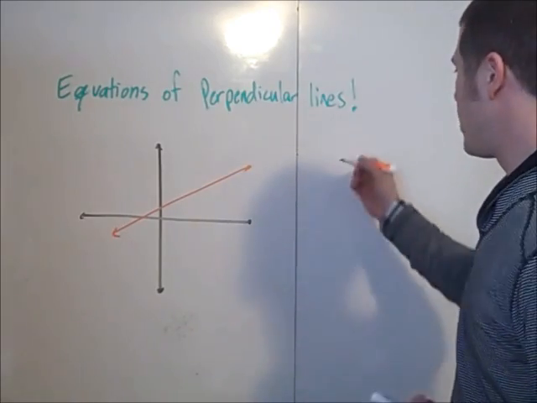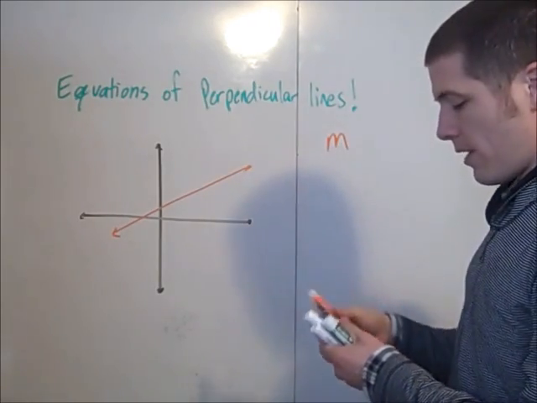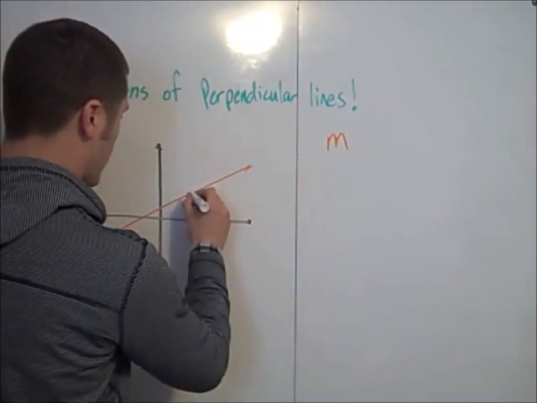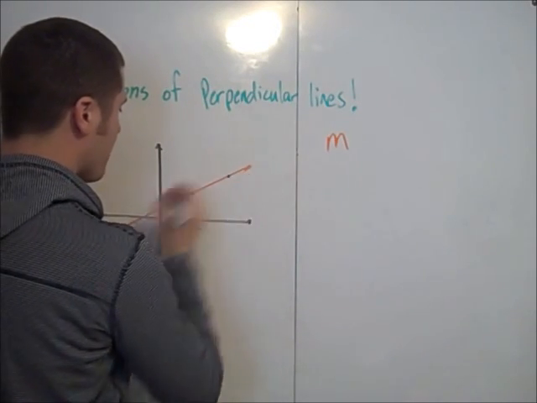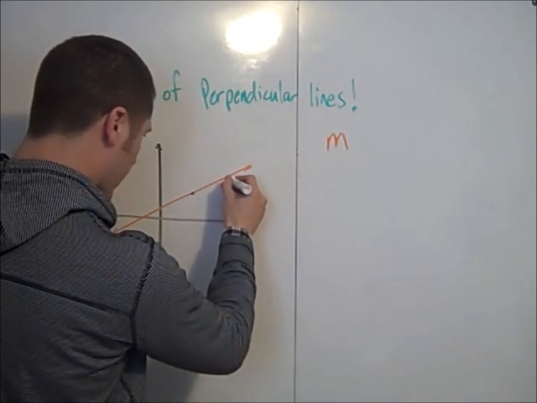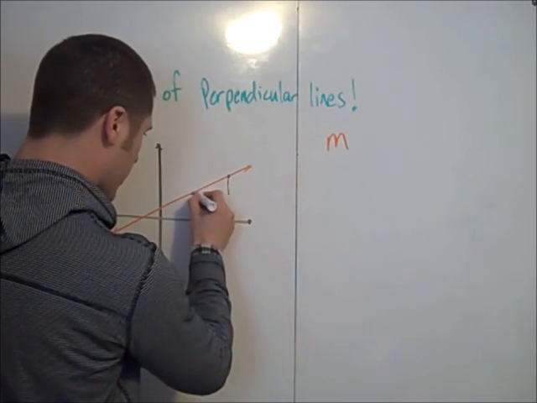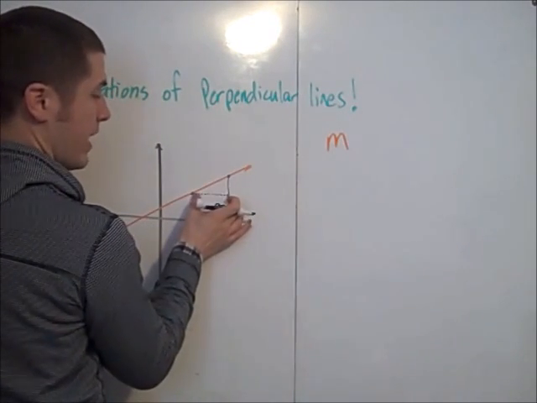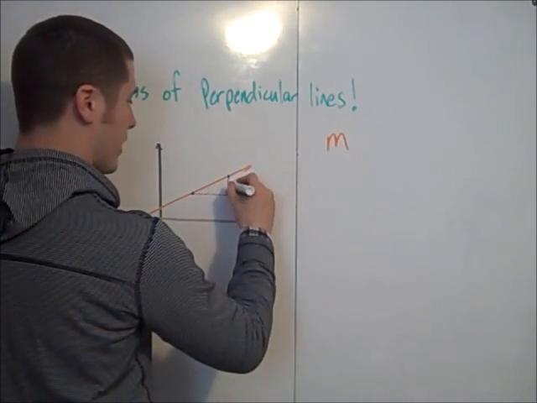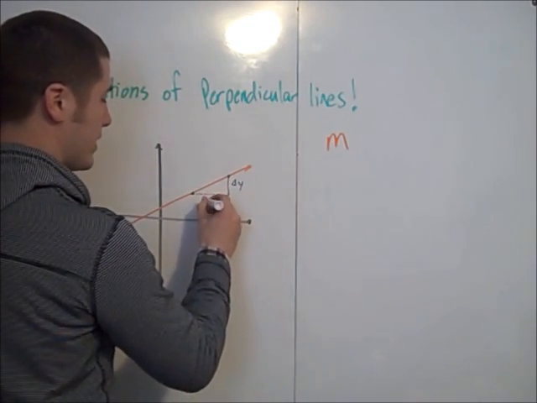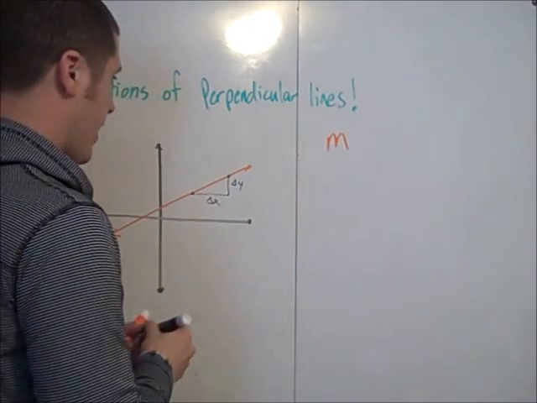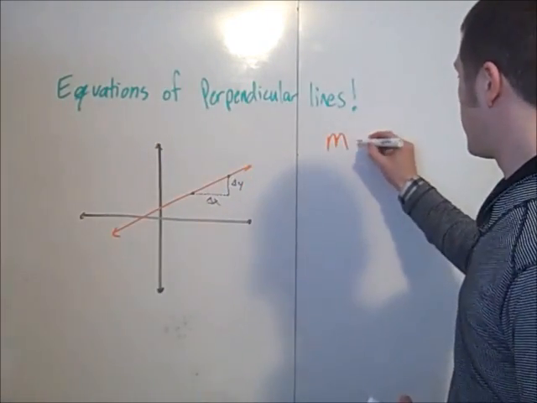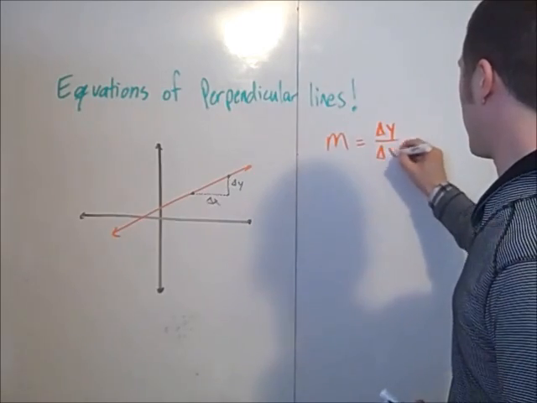Well, this orange line has a slope, and if we just pick 2 points on this orange line, maybe this point and this point, I can represent the slope as this distance divided by this distance. Let's call this distance right here delta y, or change in y, and this distance delta x. Then the slope of the orange line is the rise over the run, which is delta y over delta x.